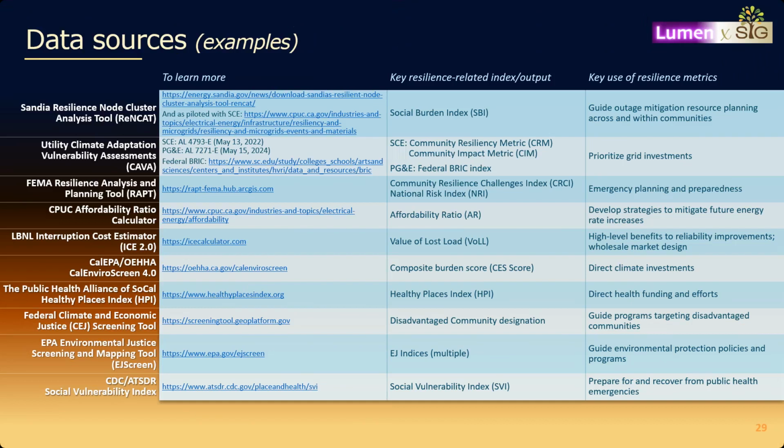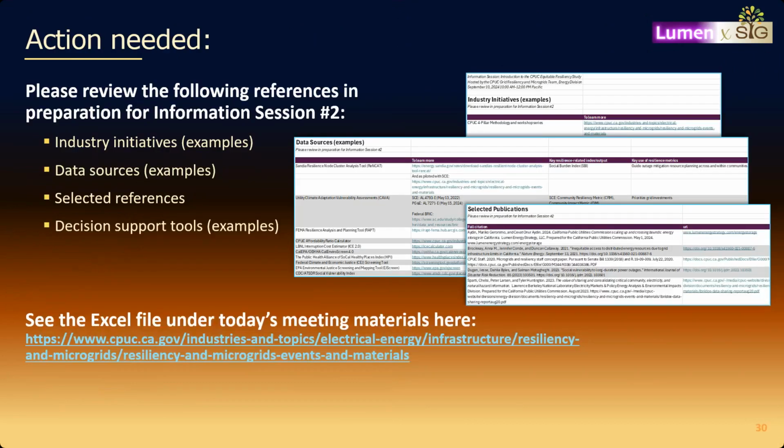We've also got this in an Excel spreadsheet. It's posted along with the meeting materials. And we wanted to introduce these to you as some of the key data sources we're reviewing and help get you more familiar with some of these that you might not be familiar with. So we've got a few different references for you. They're all in the same Excel spreadsheet. There are 4 tabs. So we've got a list of industry initiatives, which we've just gone through, data sources, which we've just gone through, a few selected references, which I'll talk about on the next slide, these publications, and then Shane is going to take us through some decision support tool examples.